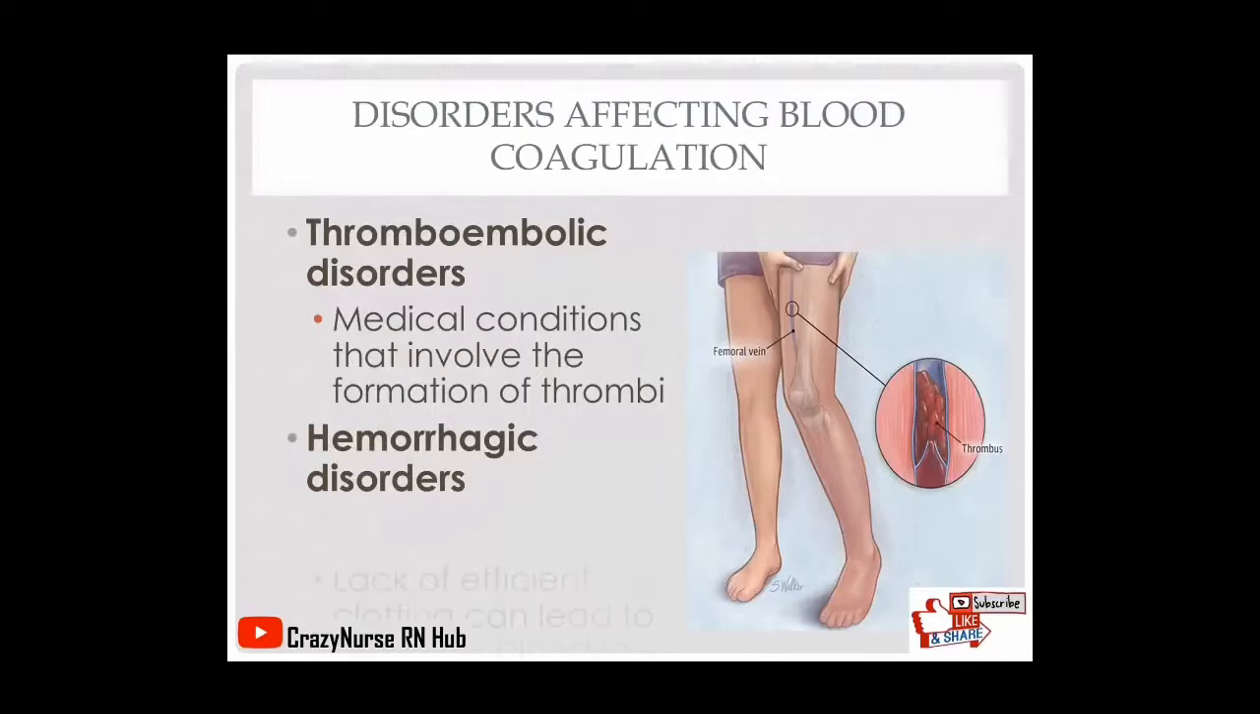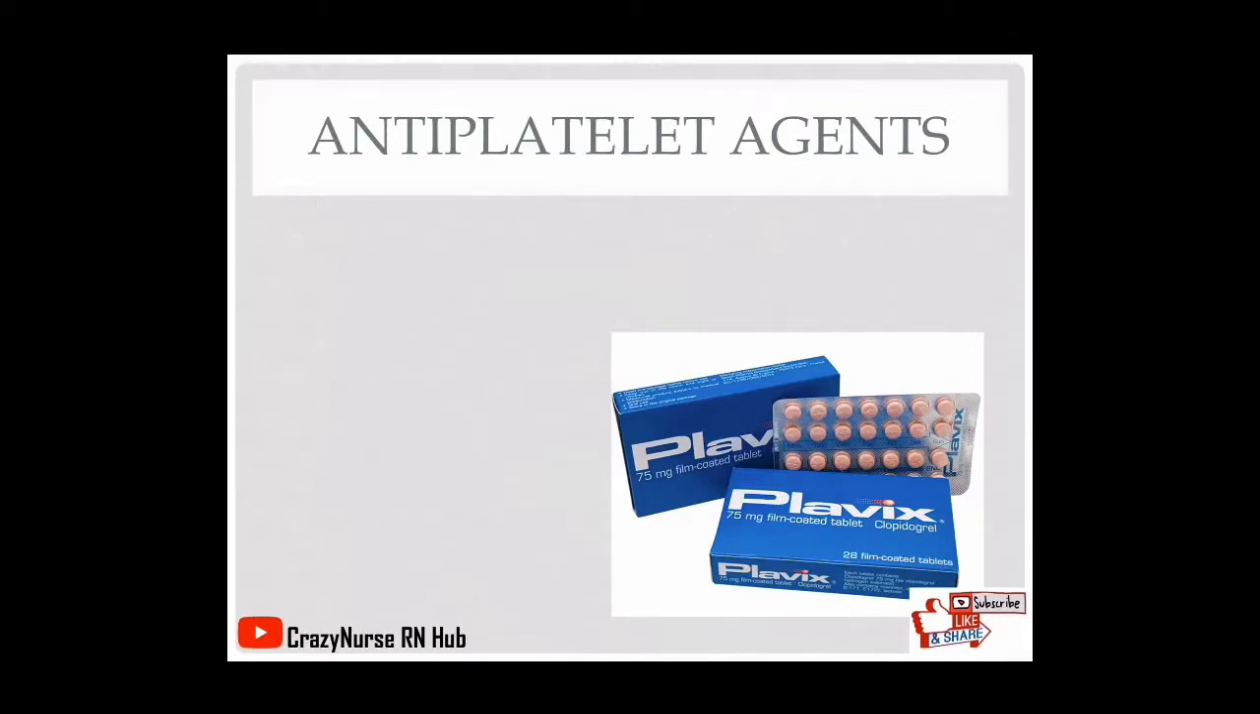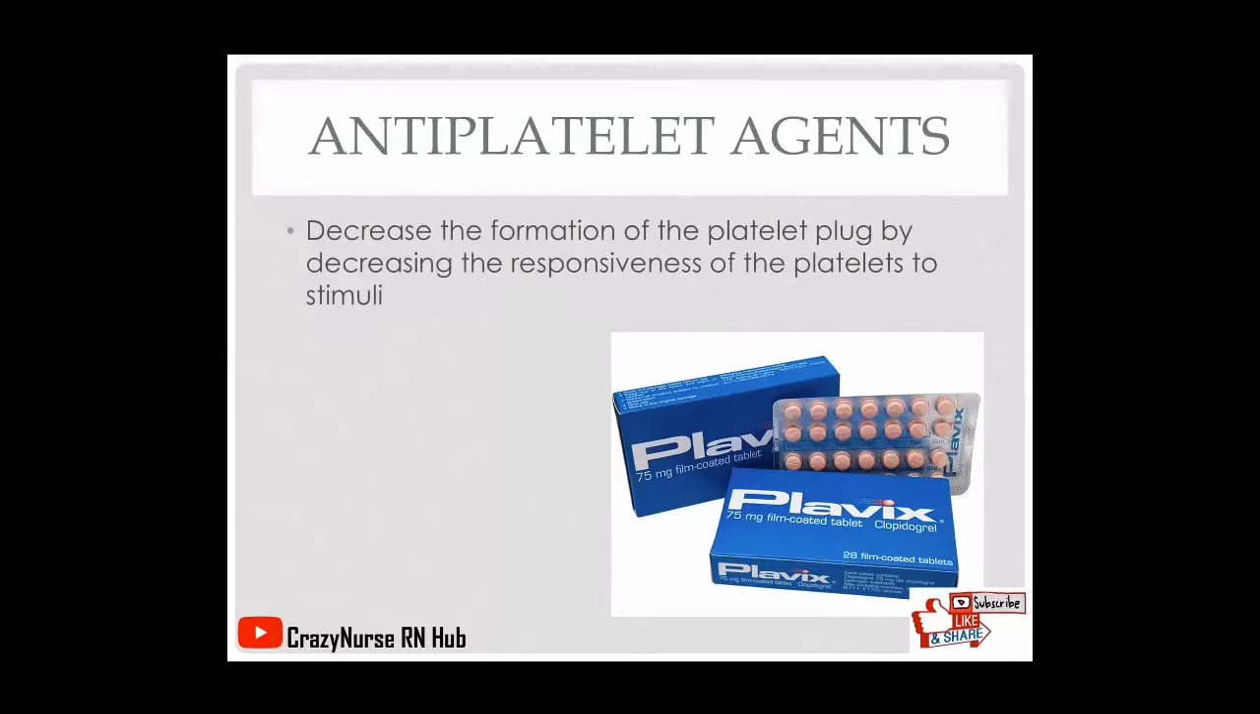We also have your hemorrhagic disorders. It is lack of efficient clotting that can lead to excessive blood loss. So basically, when we say hemorrhagic disorders, this means that there is an excessive or massive blood loss. We also have your antiplatelet agents. They decrease the formation of the platelet plug by decreasing the responsiveness of the platelets to stimuli. We all know that platelets are responsible for the clotting mechanism of our blood. So when we say antiplatelet, that means we inhibit the clotting mechanism of your platelets, so the patient is prone to bleed.